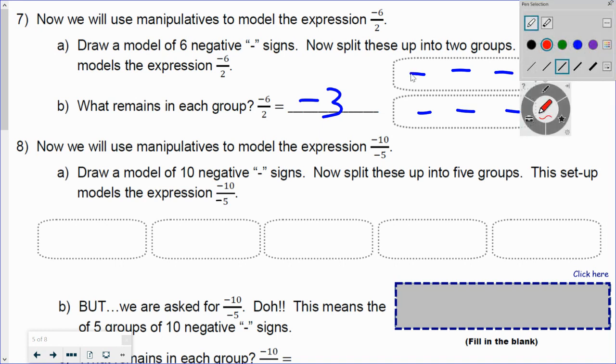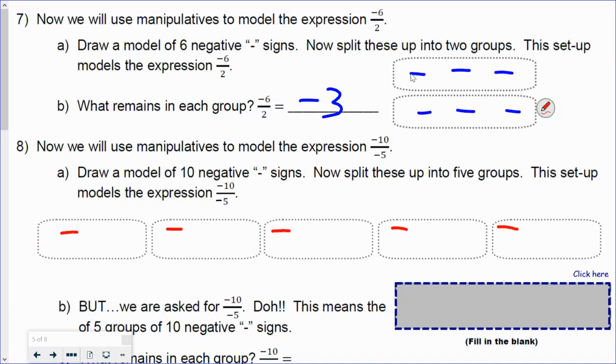So we're going to draw 10 negatives and we're going to split them up into 5 groups. Okay, so we have 1, 2, 3, 4, 5, 6, 7, 8, 9, and 10. Those are 10 negatives split up into 5 groups. So if you notice, you have 2 negatives in each group. Okay?